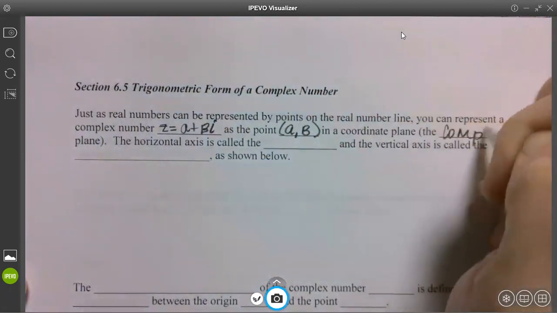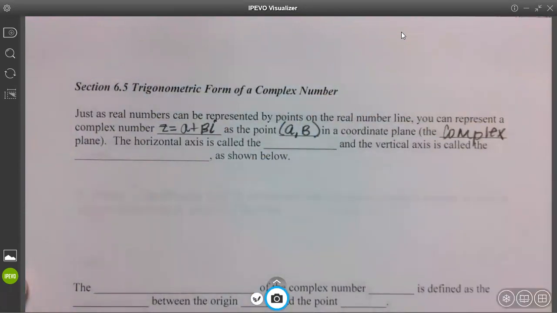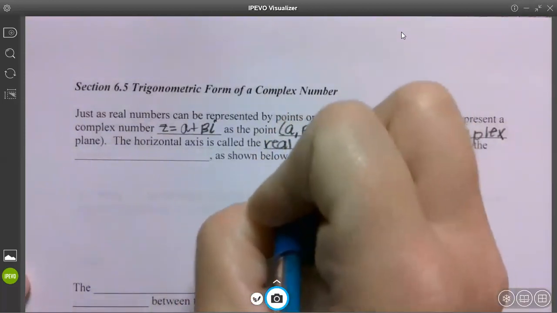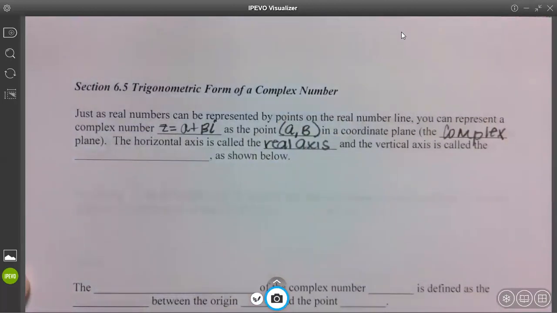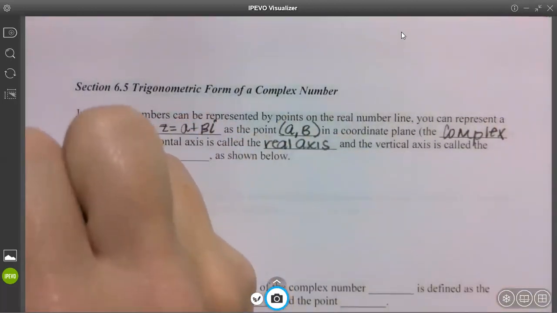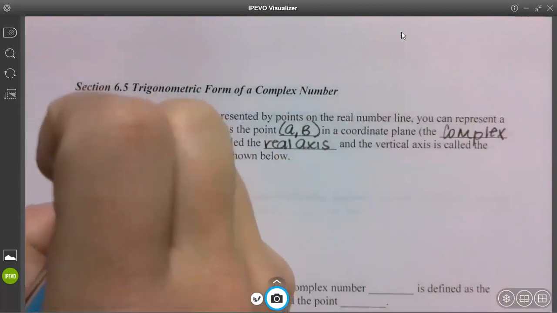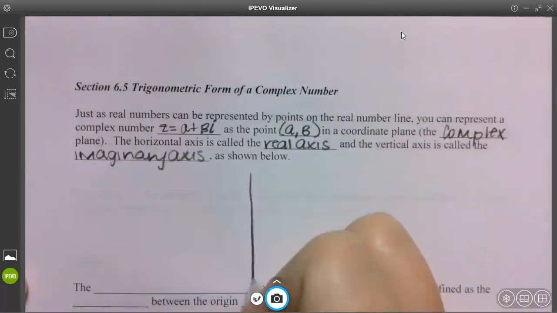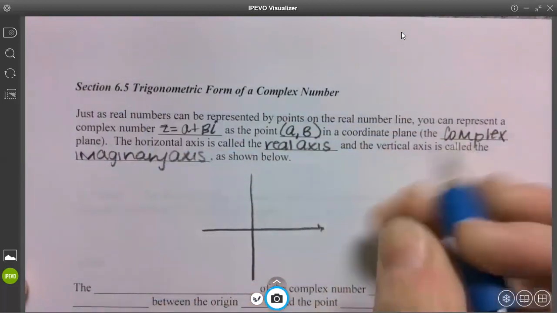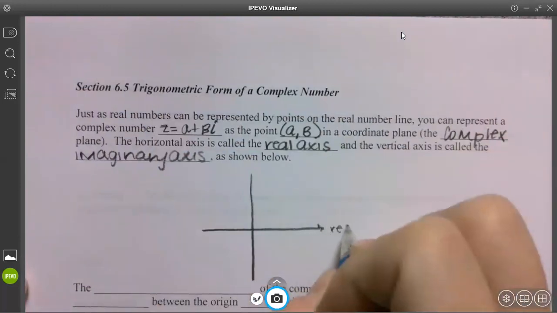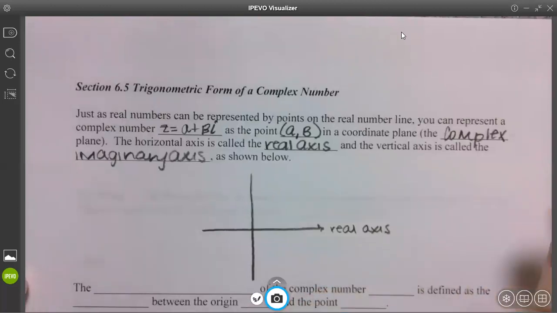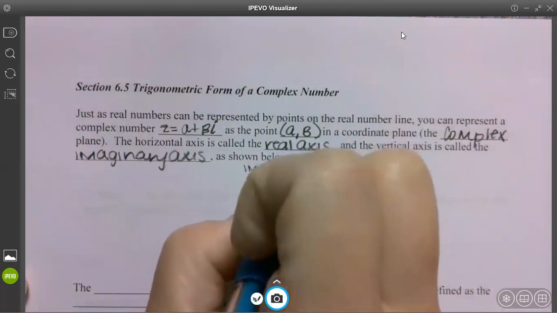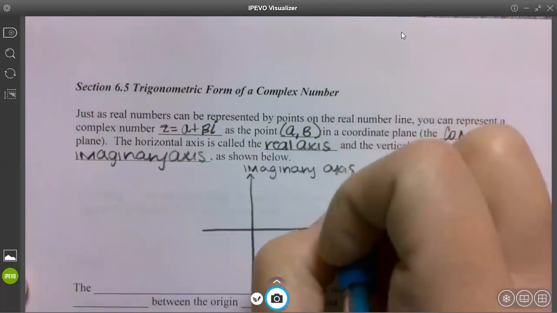But this one is going to be on the complex plane. It's basically the same thing. So the horizontal axis is called the real axis, and the vertical axis is called the imaginary axis, as shown below. So we're going to draw a coordinate plane. This is your real axis. This is your imaginary axis.